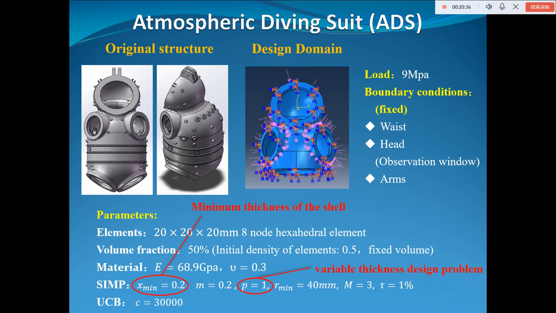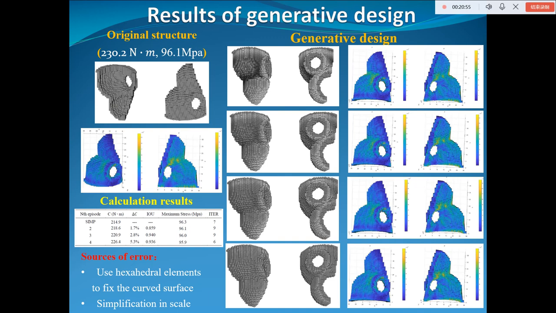The goal is optimizing the distribution of thickness without changing the weight, in order to avoid the case that the thickness declines to zero in some region, which may cause the structure failure by leakage or corrosion. We set a minimum density. 4 generative designs are shown here, from above to below. The thickness distribution is more and more uniform, and the stress distributions are more and more similar to the original structure. The sources of error may mainly come from using hexahedral elements to fit the curved surface and the simplification in scale.